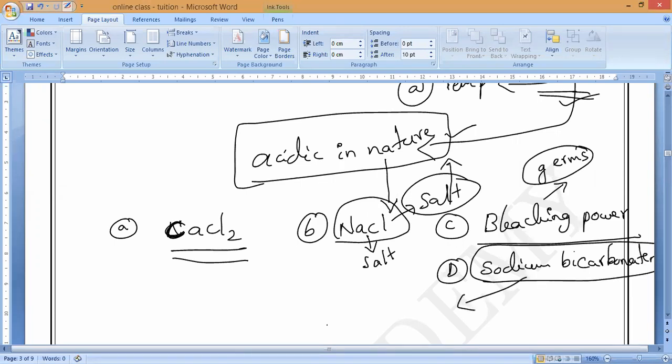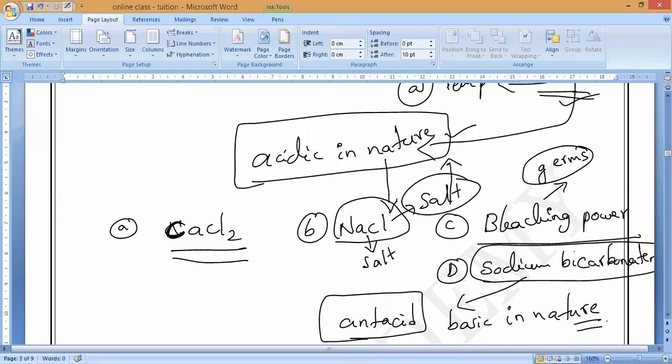It is an alternative for what? Acid, antacid. Have you remembered? Antacid. Yes, sir. Baking soda. It is basic in nature. You understand? Basic in nature.